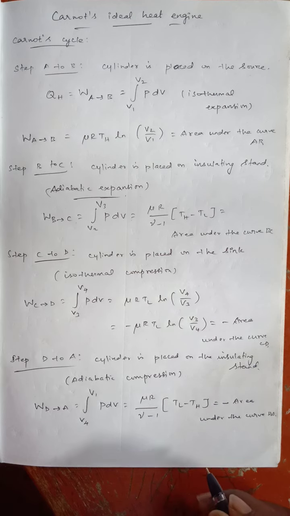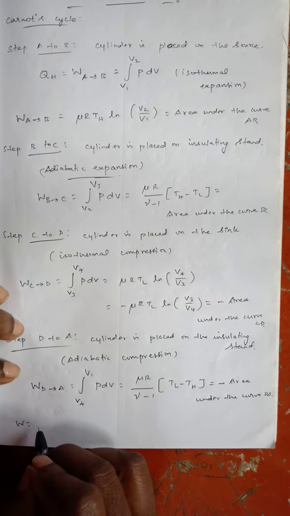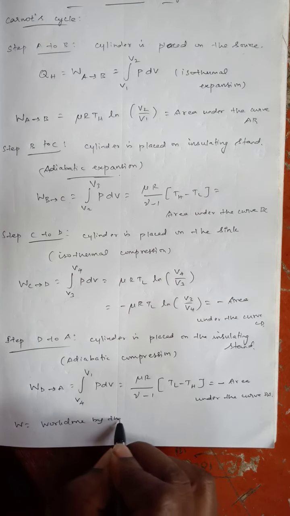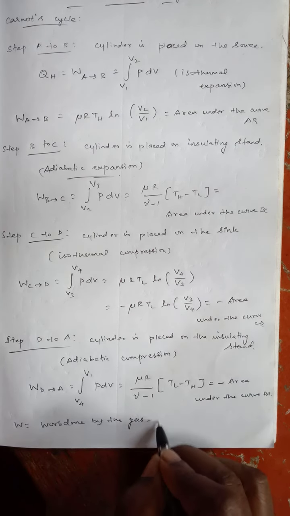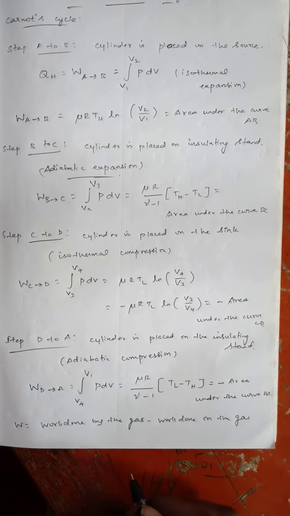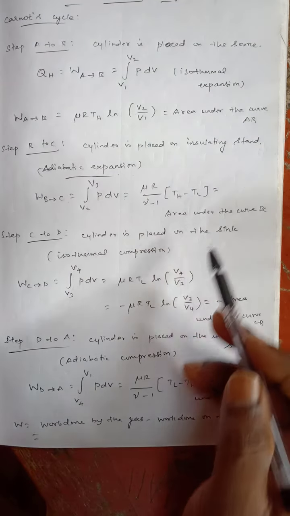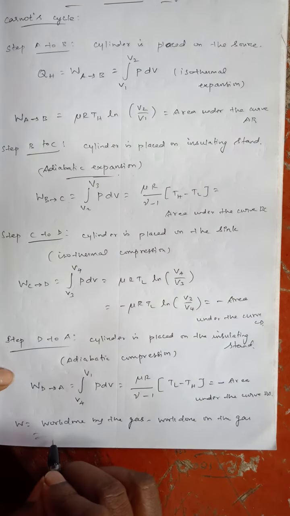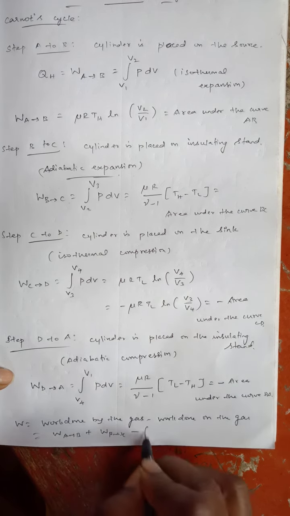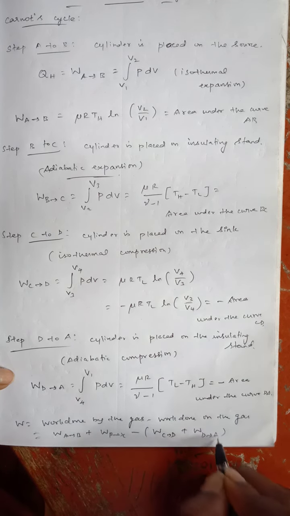Okay, so we have to combine all the work done. The net work done W is equal to the work done by the gas minus the work done on the gas. So expansion means work done by the gas, and compression means work done on the gas. So let us take work done A to B plus work done B to C, minus work done C to D plus work done D to A.